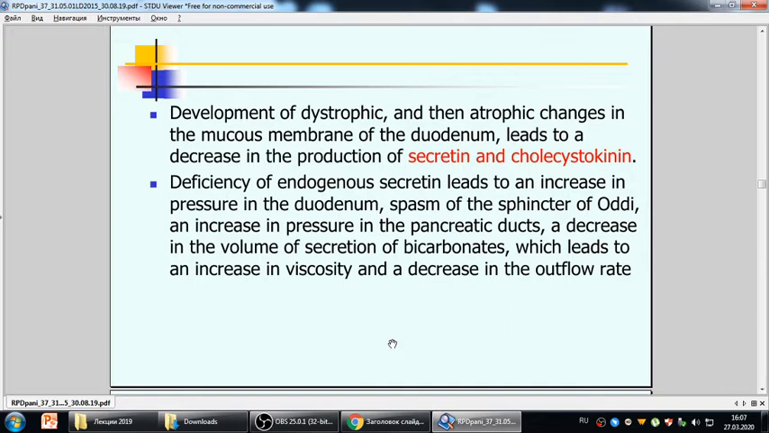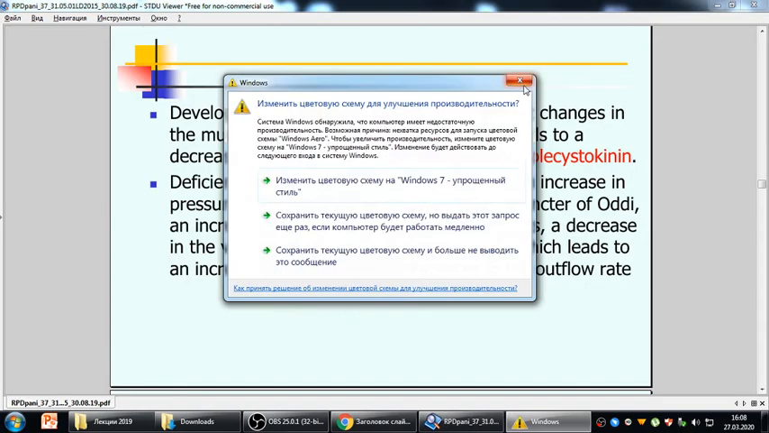Dystrophic and then atrophic changes develop in the mucous membrane of the duodenum. It's very closely connected in duodenitis with secretin and cholecystokinin production. Deficiency of endogenous secretin leads to an increase in pressure in the duodenum, spasm of the sphincter of Oddi, and increase in pressure in the pancreatic duct, and a decrease in the volume of secretion of bicarbonates, which leads to an increase in viscosity and decrease in outflow rate.